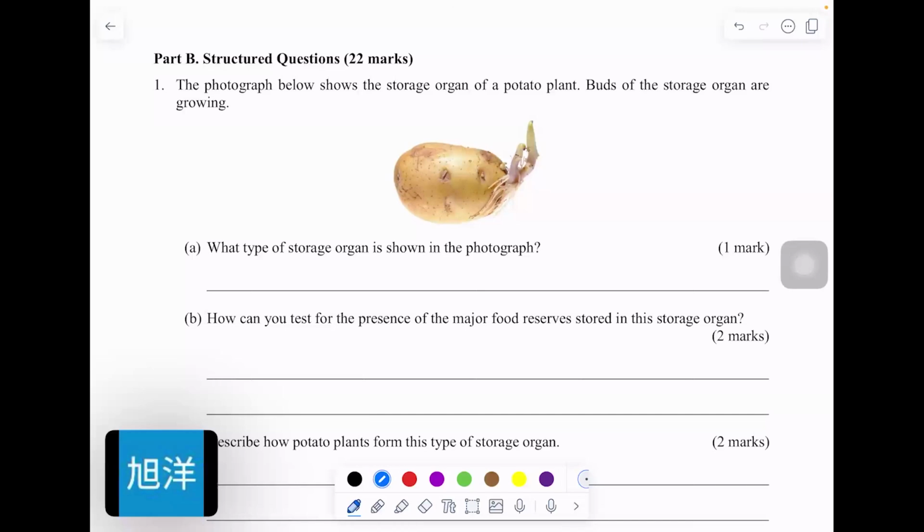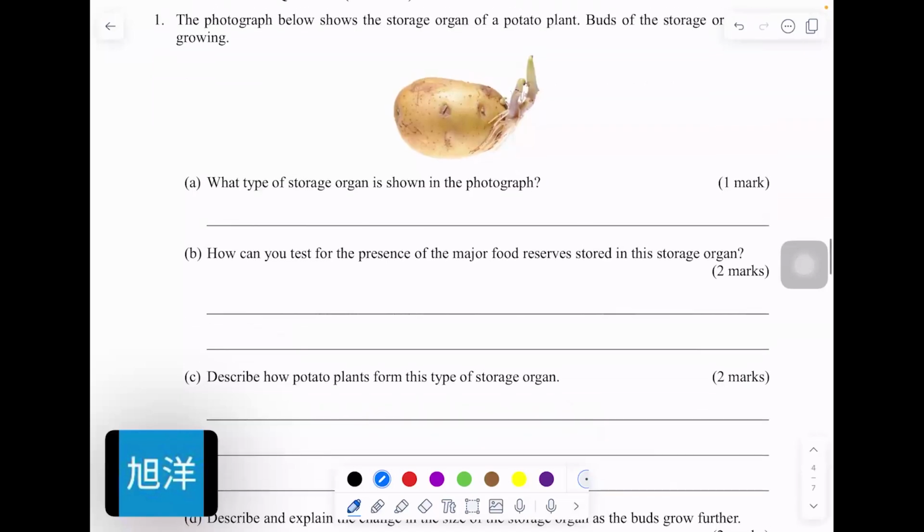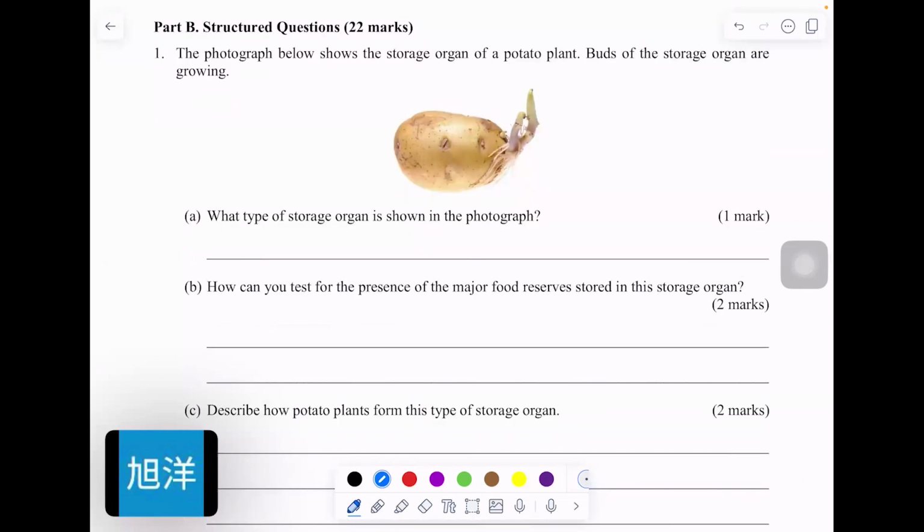Then we'll move on to talk about part B, which is the structure questions. We can see the photograph below, which shows a storage organ of a potato plant. In this case, it would be the butt of the storage organ. What type of storage organ is shown? Definitely it would be the stem tuber, okay?